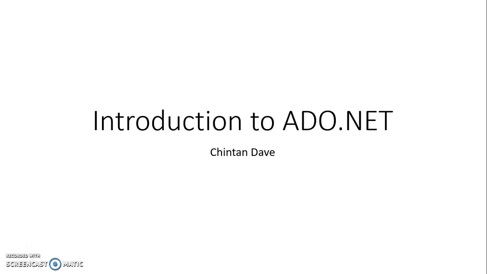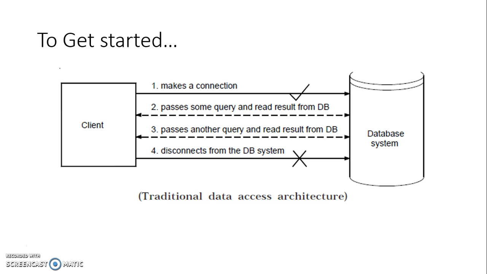To access the data and to operate on a database, .NET provides a facility called ActiveX Data Object, that is ADO, and in .NET it is called ActiveX Database Object in .NET. So let's get started with the fundamentals of it.